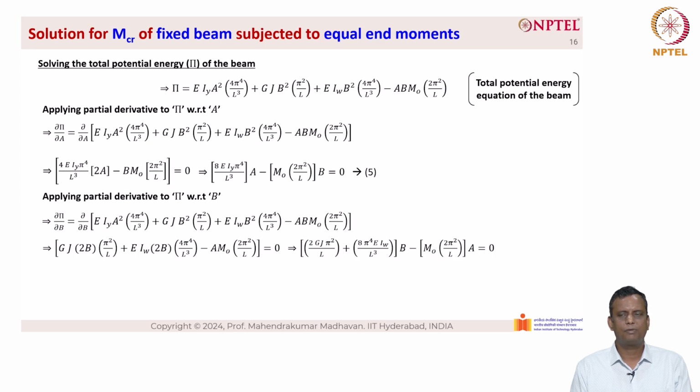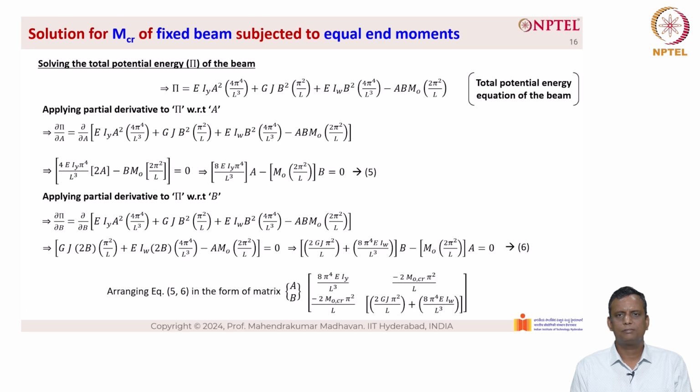Similarly, applying partial derivative of pi with respect to B, we have this equation here. We simplify this further and we can call it equation 6, which is (2 GJ pi square by L plus 8 pi power 4 EIW by L cube) into B minus M naught into 2 pi square by L into A, which is equal to 0. So when we arrange equations 5 and 6 in the form of a matrix, we have this equation as shown here.